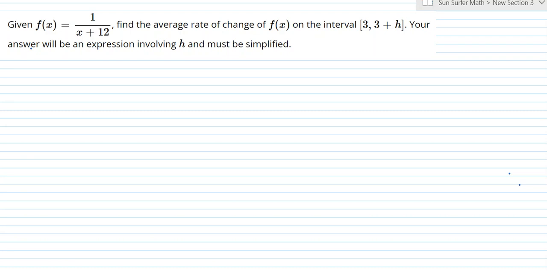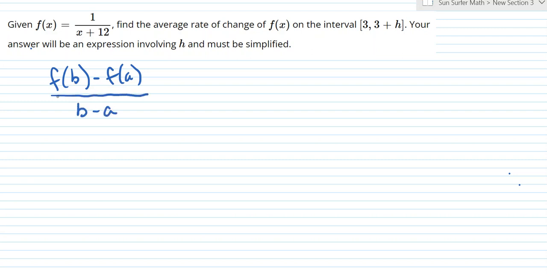In this video, we are going to find the average rate of change of a function over a given interval. And what makes this problem interesting is the fact that we have a rational function. So let's go to our basic formula for finding average rate of change. It is f of b minus f of a over b minus a.